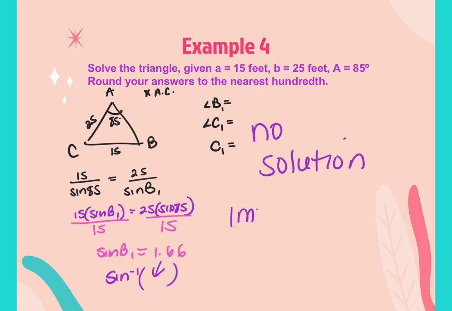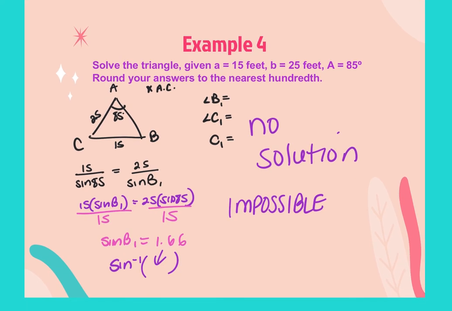On WebAssign, you put the word impossible in all the boxes. Copy, paste, copy, paste. So nothing exists. You literally can't connect the lines. If I gave you a piece of paper or a string that was 15 centimeters long and 25 centimeters long, and told you that they have to meet where angle A would be 85 degrees, you could not find another side that would connect them. Sine inverse of 1.66? Remember this is the sine, so you're looking for the angle.